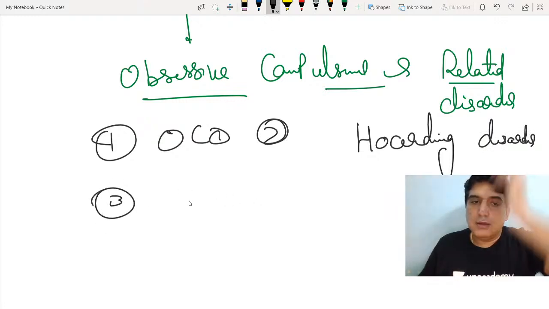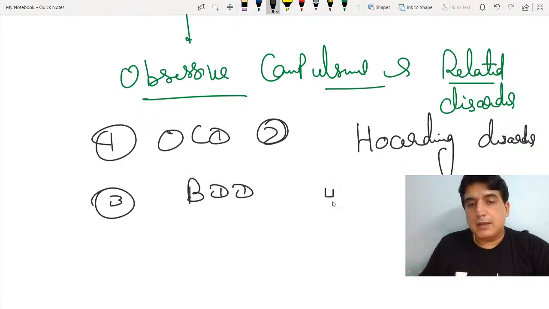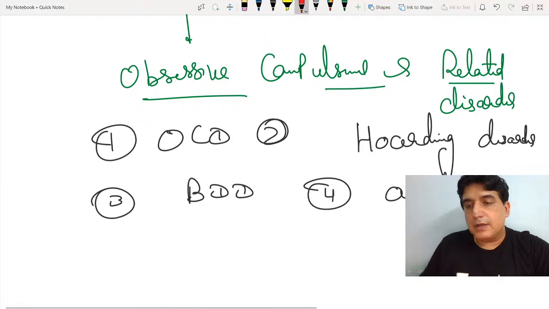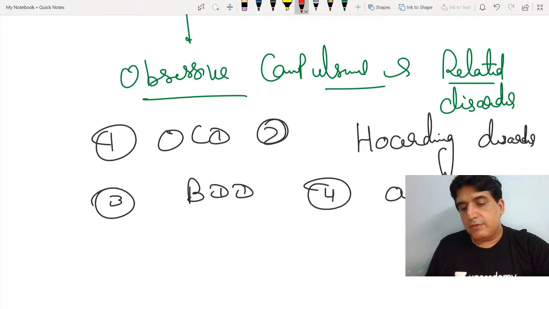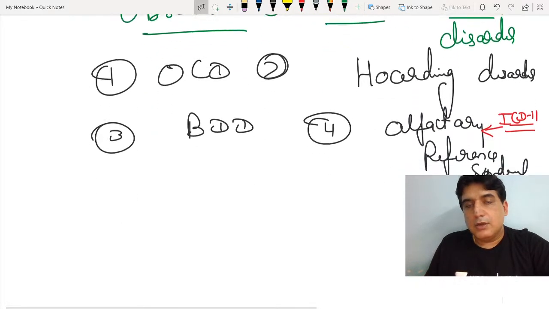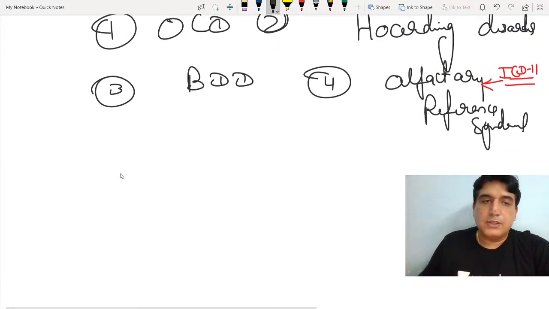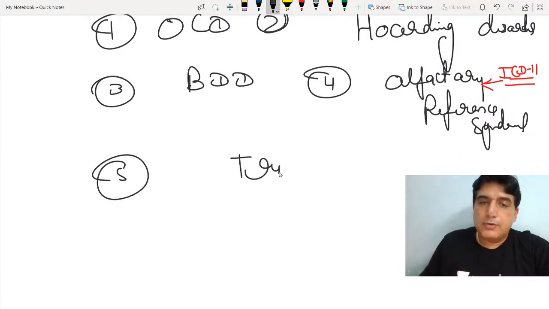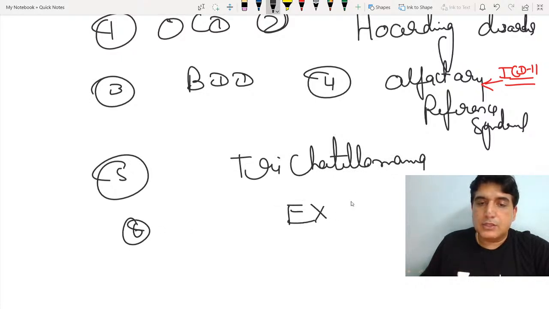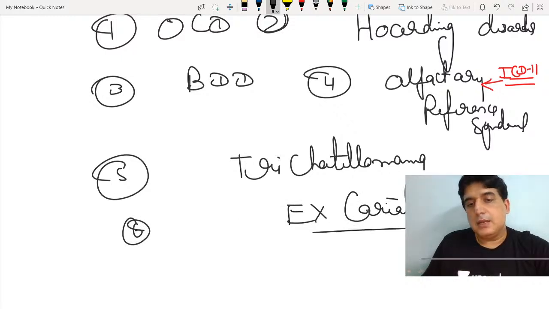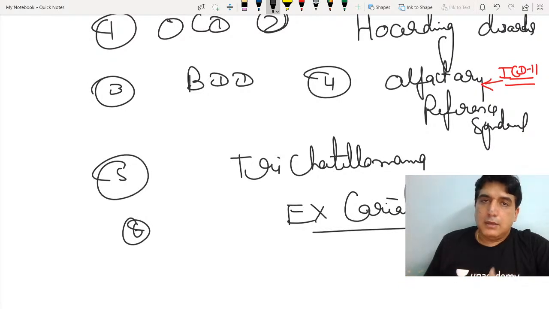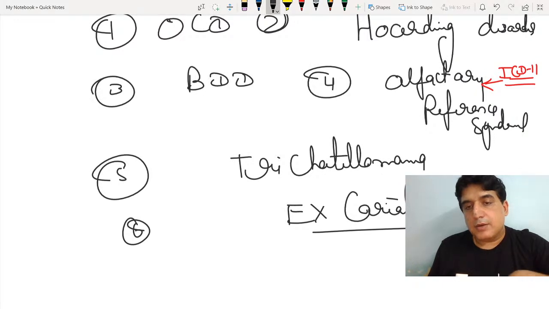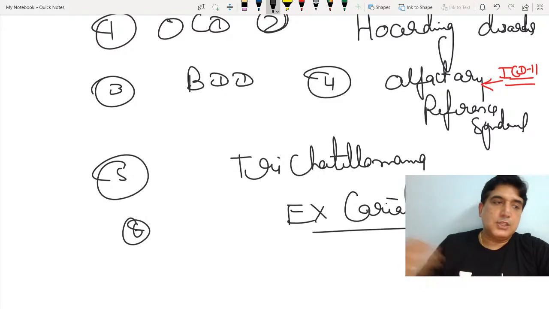Number 3, we have body dysmorphic disorder. We have olfactory reference syndrome. This you have to remember. I have just told you, this olfactory reference syndrome we have in ICD-11. But under obsessive compulsive and related disorders, we have OCD, hoarding disorder, body dysmorphic disorder, olfactory reference syndrome, and we have trichotillomania and excoriation. These are the repetitive habit-related disorders. Trichotillomania is hair pulling. Excoriation is what? Skin picking.